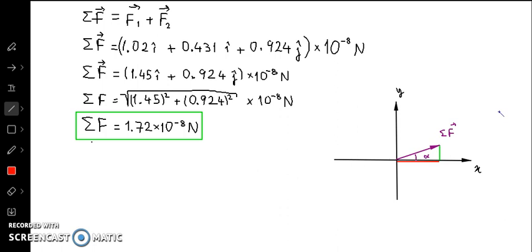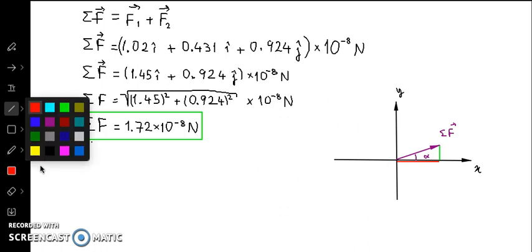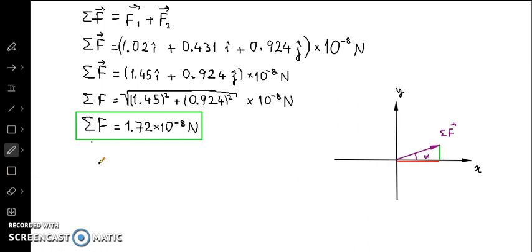So tangent is opposite divided by adjacent. The y component, the green segment, is the opposite side, and the red one is the adjacent side. So the y component divided by the x component is tangent alpha, but alpha is my unknown, so I'm going to do an inverse tan. Alpha is equal to inverse tan of the y component of the net force divided by its x component.